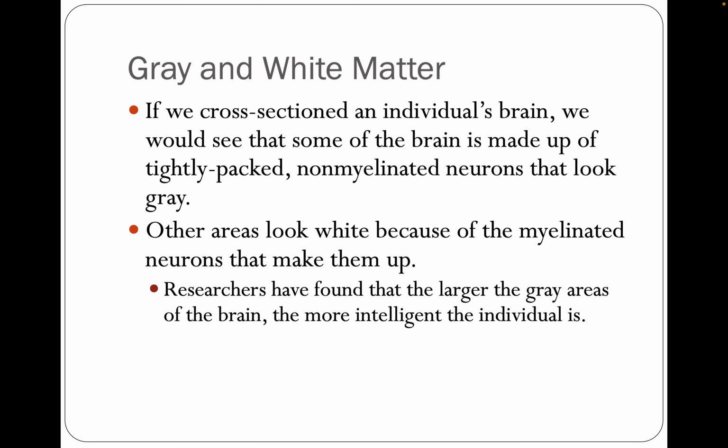If we cross-sectioned an individual's brain, we would see that some of the brain is made up of tightly packed, non-myelinated neurons that look gray. Other areas look white because of the myelinated neurons that make them up. Researchers have found that the larger the gray areas of the brain, the more intelligent the individual is. So that's why you're looking for gray matter. The outside of your brain is made up of gray matter. Inside, white matter.